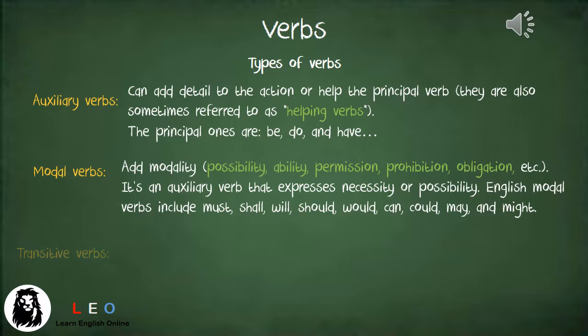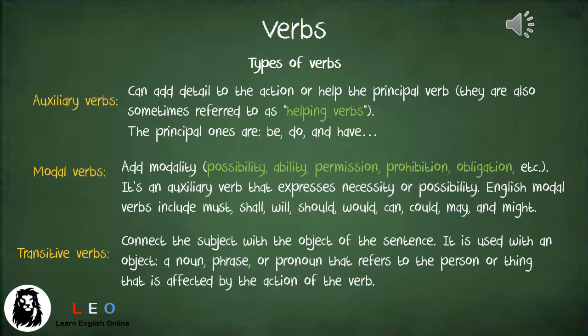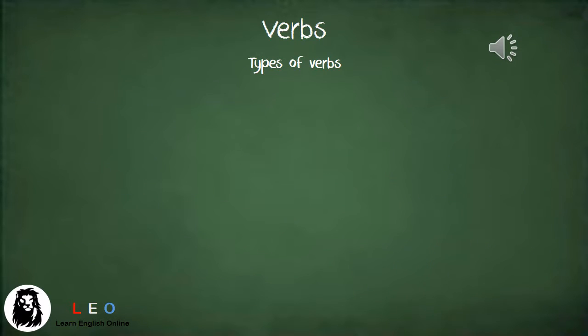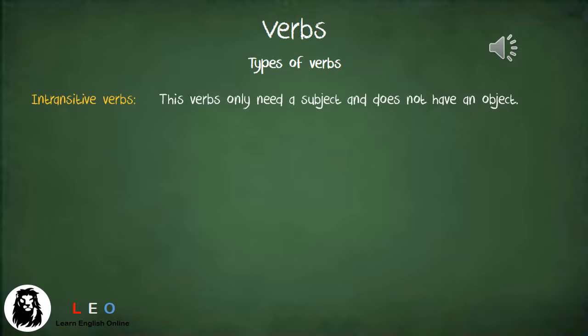The next one is transitive verbs. Transitive verbs connect the subject with the object of the sentence. It is used with an object, a noun, phrase, or pronoun that refers to the person or thing that is affected by the action of the verb. Another type of verbs is intransitive verbs. These verbs only need a subject and do not have an object.